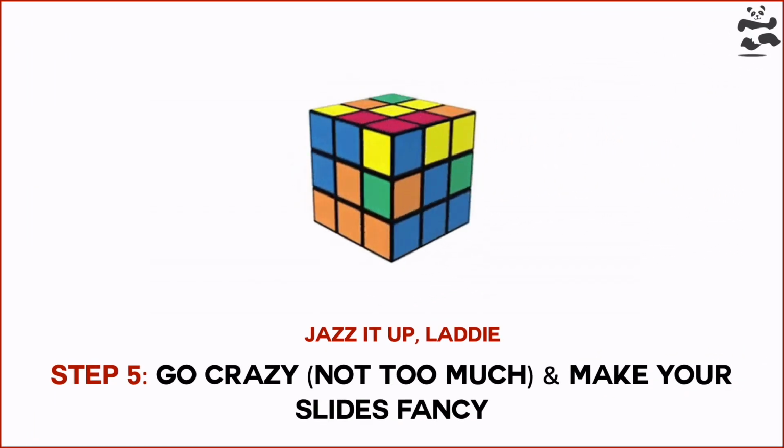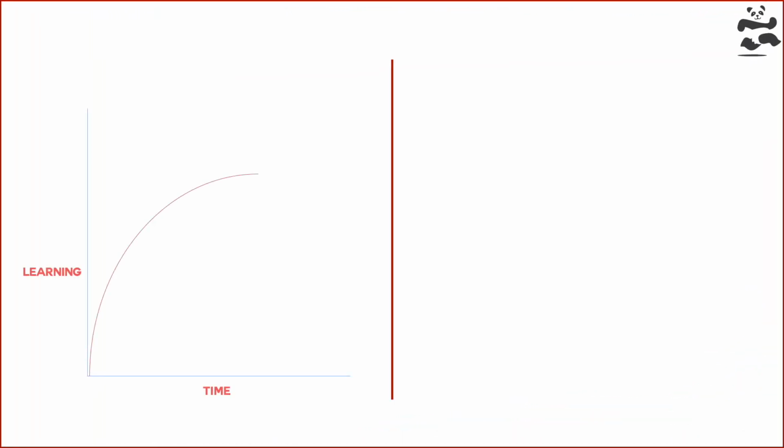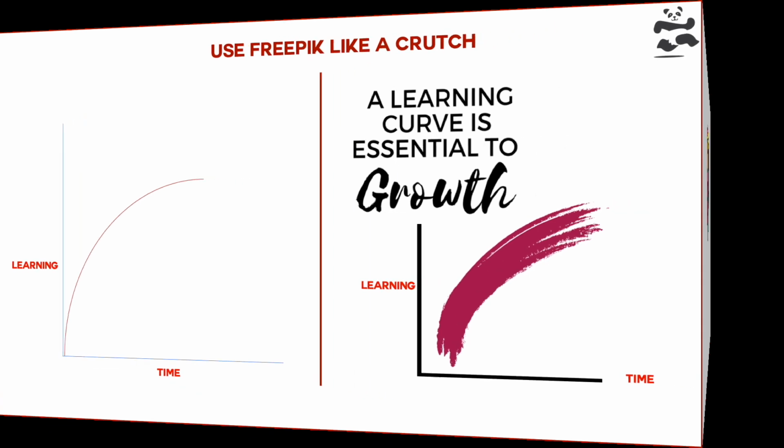Step 5 is to go crazy and actually make your slides fancy, considering now that you have a basic structure in mind. Here in case, here's an example of how a typical graph would look. Here's an example of how a jazzed up graph would look. Look at the use of the visual and the embellished font in case. Use Freepik like a crutch. It has some great and free resources that you can totally use.